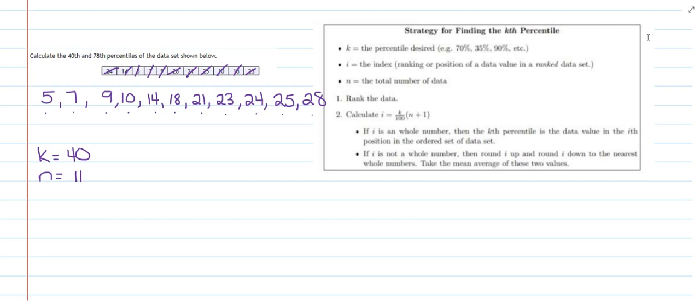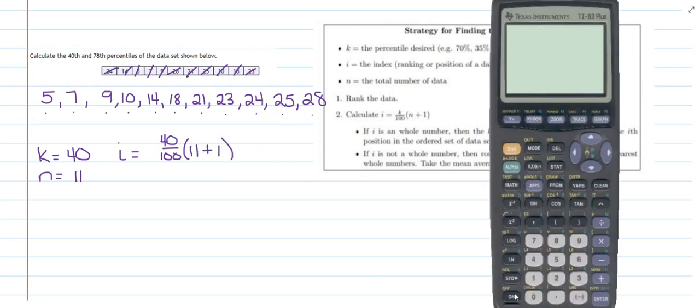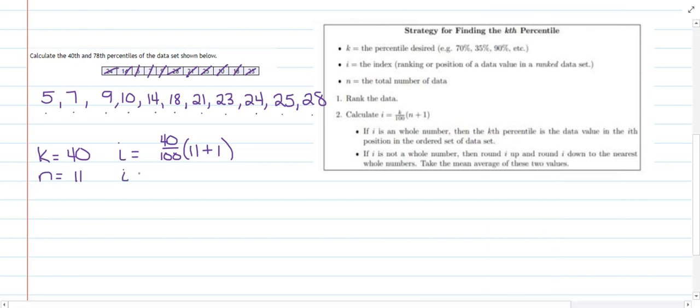Okay, so let's go ahead and do this formula. So you have I is going to equal K over 100 times N plus 1, which is 11 plus 1. Okay, so we have 40 over 100 times 12. So that gives us 4.8. Now, that is not the 40th percentile. Okay, 4.8 gives us the position of our number.